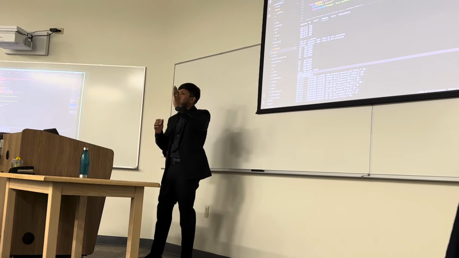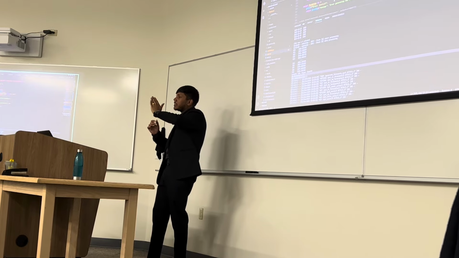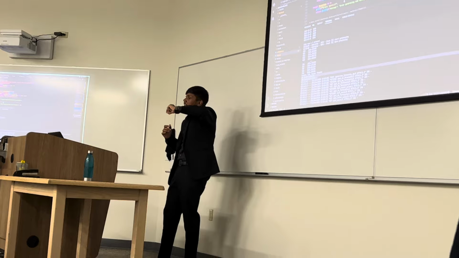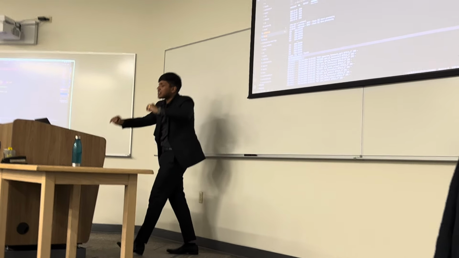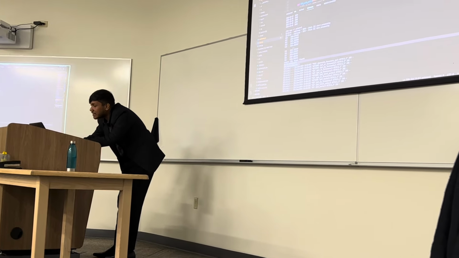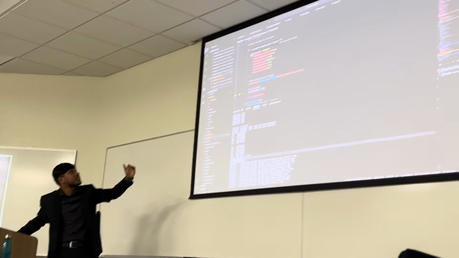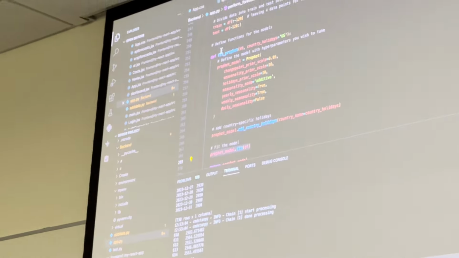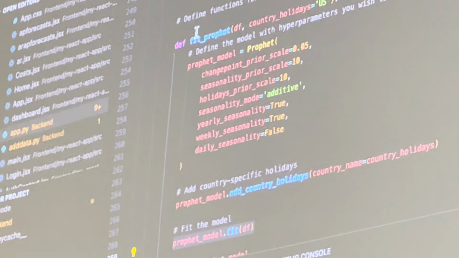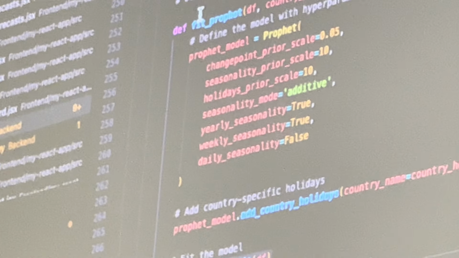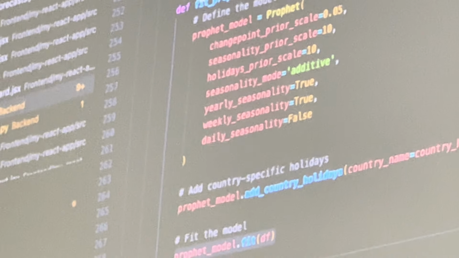So in your historical data, it tries to figure out where all the change points are happening, and then it assesses the change points. If you look at the Prophet model parameters here, you can see change point prior scale, seasonality prior scale, the seasonality mode and all. There are two different modes for seasonality. One is the additive mode and one is the multiplicative mode.